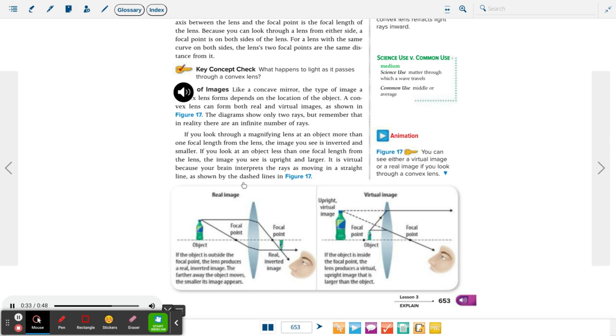If you look at an object less than one focal length from the lens, the image you see is upright and larger. It is virtual because your brain interprets the rays as moving in a straight line, as shown by the dashed lines in Figure 17.